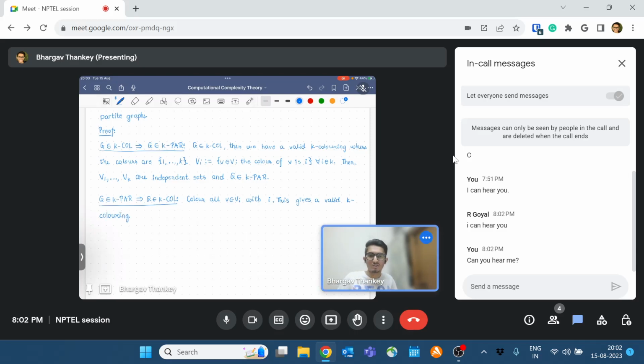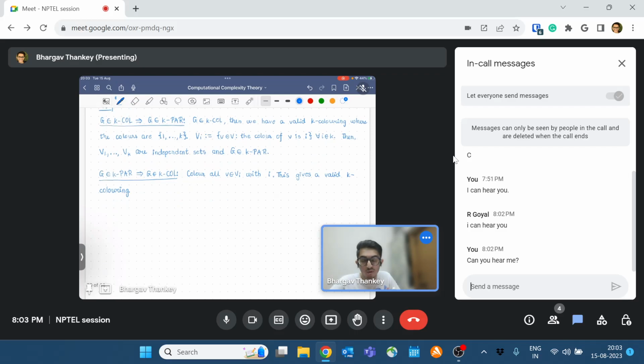So now what do we have? We have K independent sets, V1 to Vk, right? And what I'm saying is, let's color every vertex in Vi with the color i. So now, first of all, this gives a K coloring because there are only V1 to Vk, so every vertex has a color from 1 to k. All we need to check is whether this is a valid K coloring.